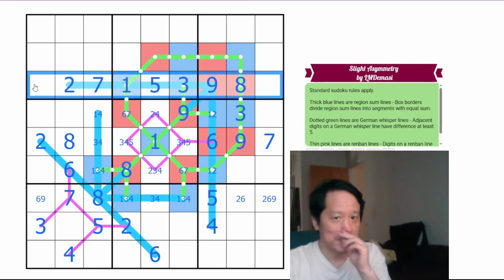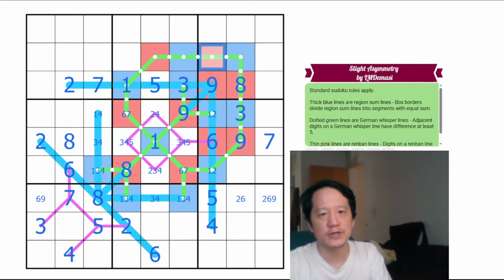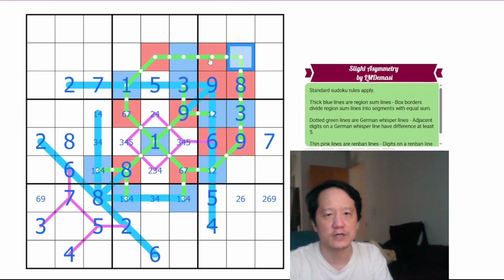Remaining digits in this cannot be 8 or 9. It's a high digit, which is next to 2 unique digits on a Whisper 5 line. So it can't be 6, it must be 7, which makes this not 1 or 2 has to be next to 7 on a Whisper 5 line.